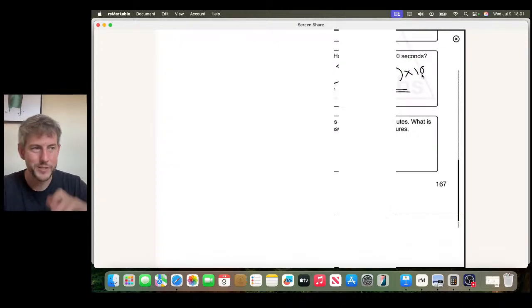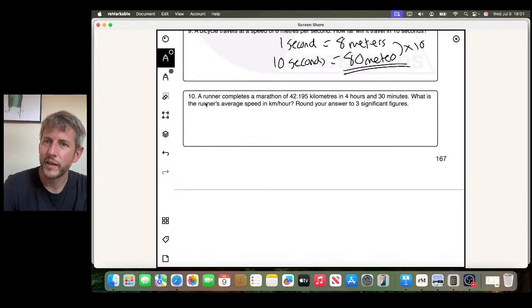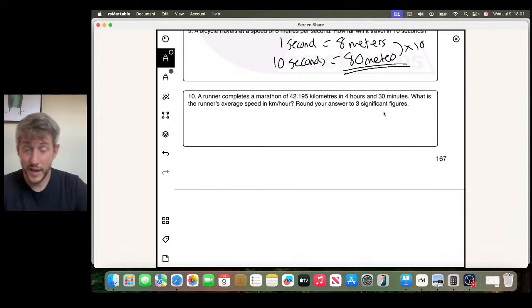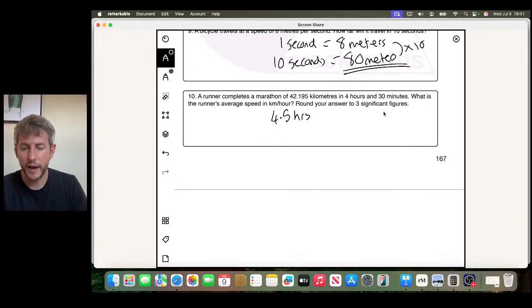Right, finally, question 10. And then that will mark these, and then that's us for the day. Question 10 says, a runner completes a marathon of 42.195 kilometers in 4 hours and 30 minutes. What is the runner's average speed in kilometers per hour? Round your answer to 3 significant figures. Okay, so I'm going to rewrite 4 hours 30 as 4.5 hours, because that is another way of writing it.